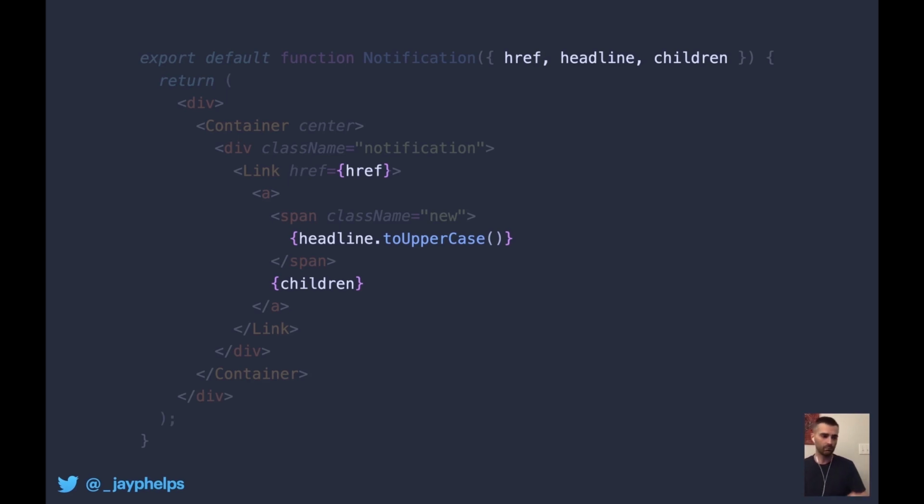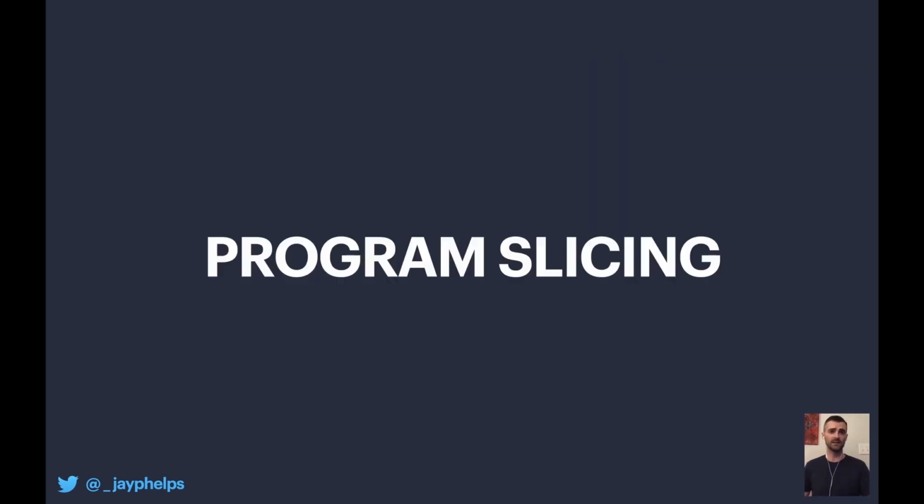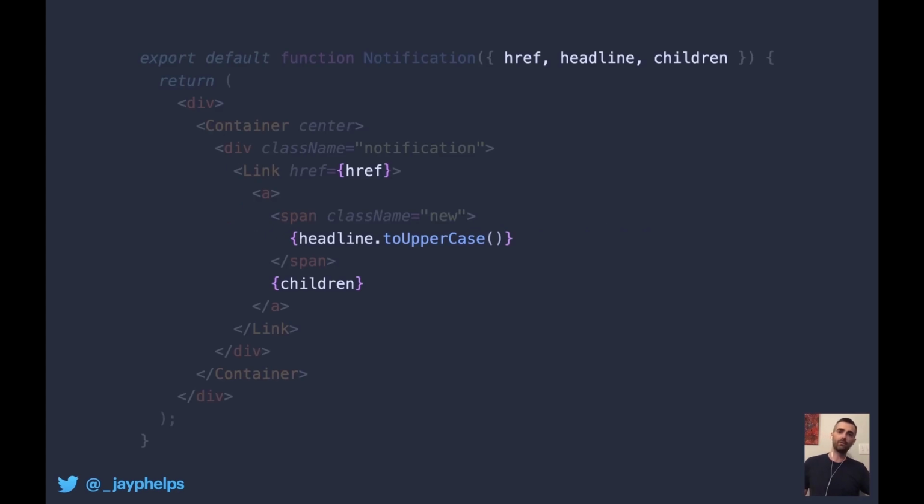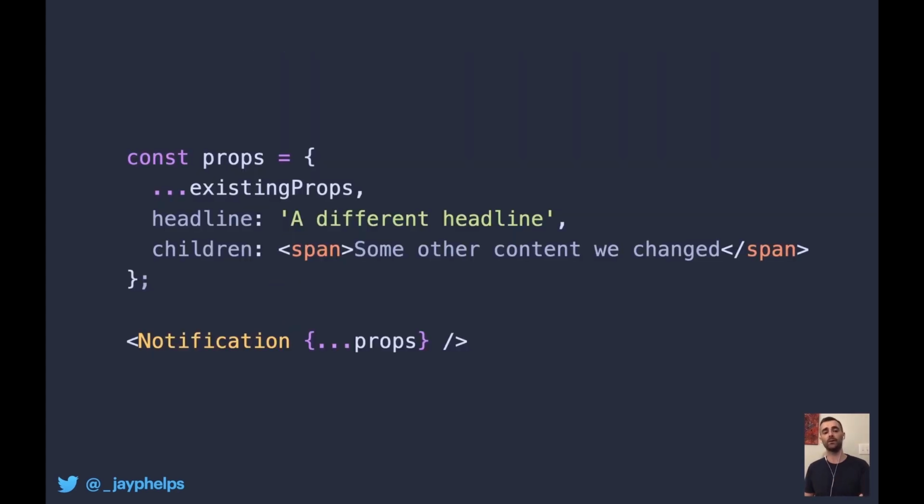This kind of technique is broadly applicable to other compiler things, and it's called program slicing. We create slices of your code. So, for example, you have three slices: the href slice, the headline slice, and the children slice. We statically analyze that and we extract all the information out from the props that you pass in. So you can have the mental model of being able to override props at runtime when it's coming in.